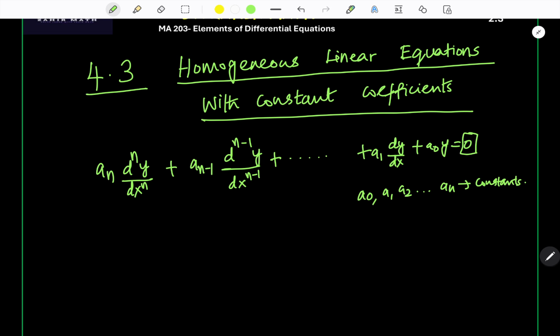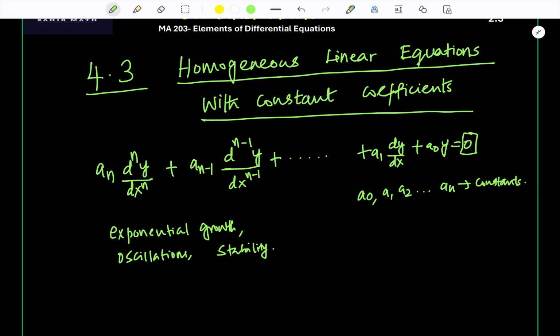These equations are fundamental in understanding systems that exhibit exponential growth, which you already studied, oscillations, and stability. Mechanical guys, you know what oscillations are, right? So where are we going to apply this in engineering? Homogeneous linear differential equations with constant coefficients appear in many branches of engineering.